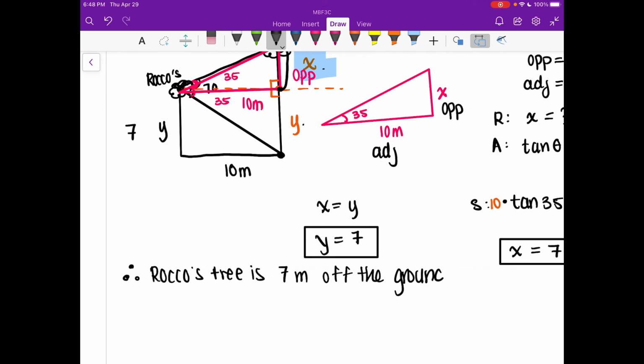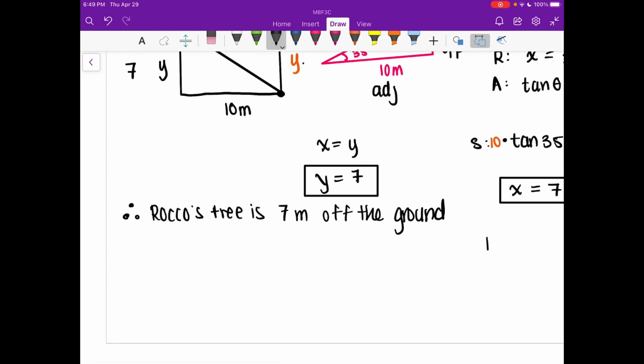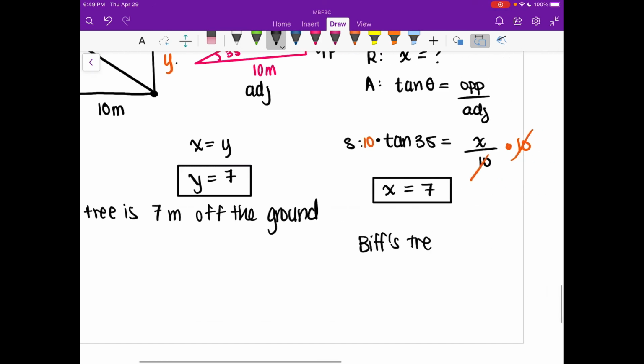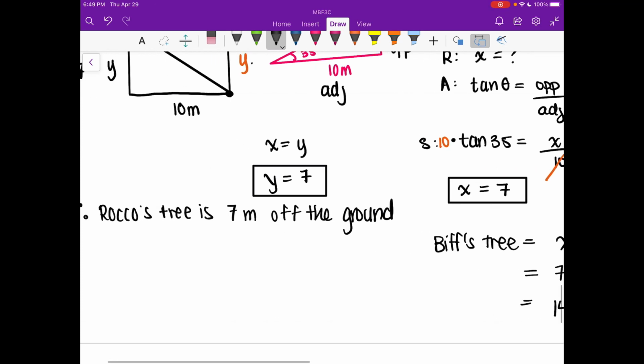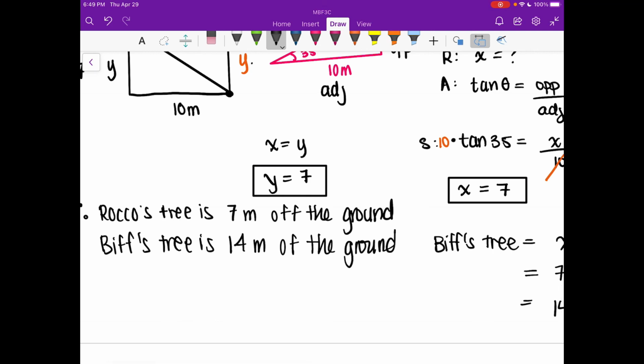And Biff's tree is 2 times Rocco's tree. So Biff's tree is 7 plus 7 off the ground, which is equal to 14. So Biff's tree is 14 meters off the ground. And this one's way more complicated because now you have 2 right triangles that you need to consider.